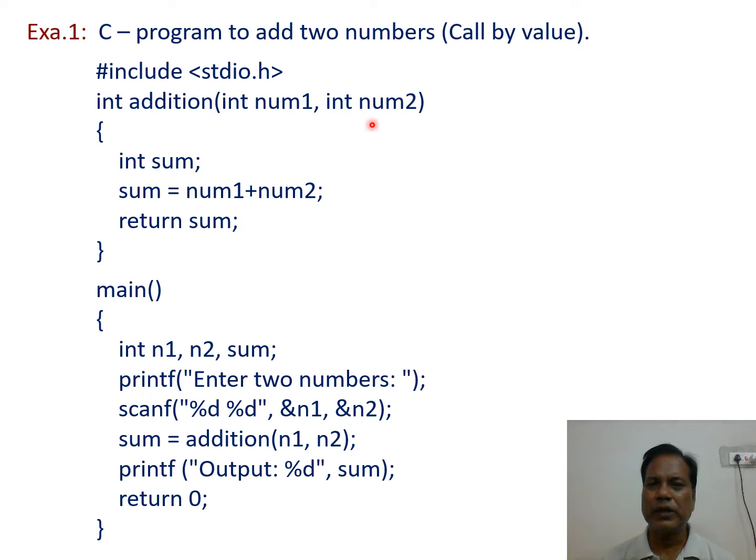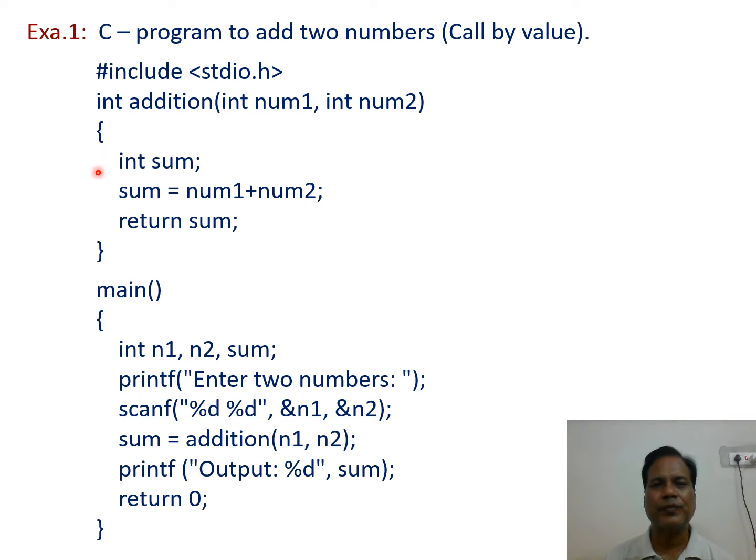As given in the parameter list, int num1, int num2, two numbers are passed to this function when it is called, and these numbers are of integer type. Those numbers are received by this addition function with the formal parameters num1 and num2.